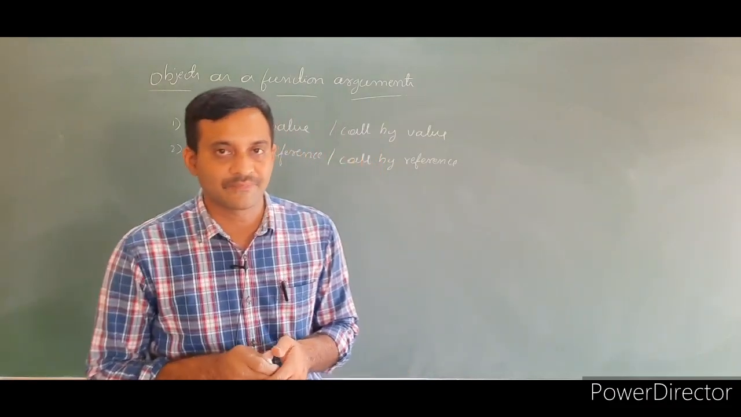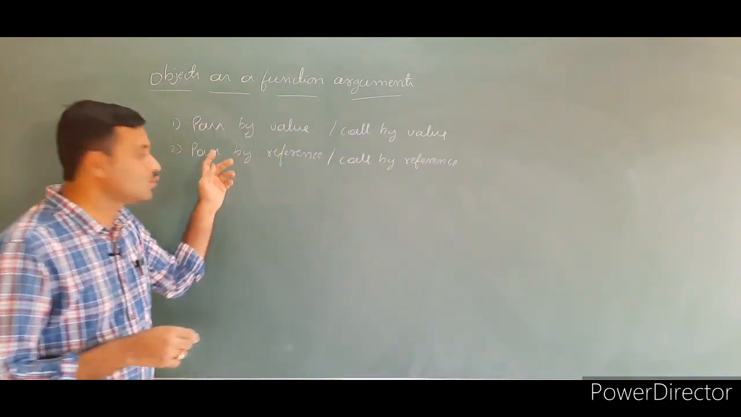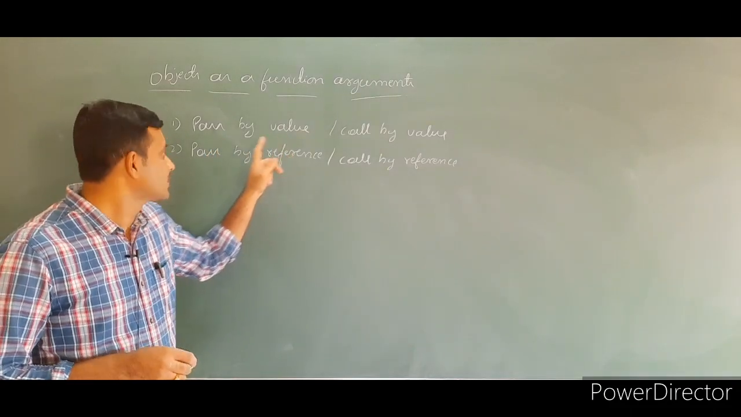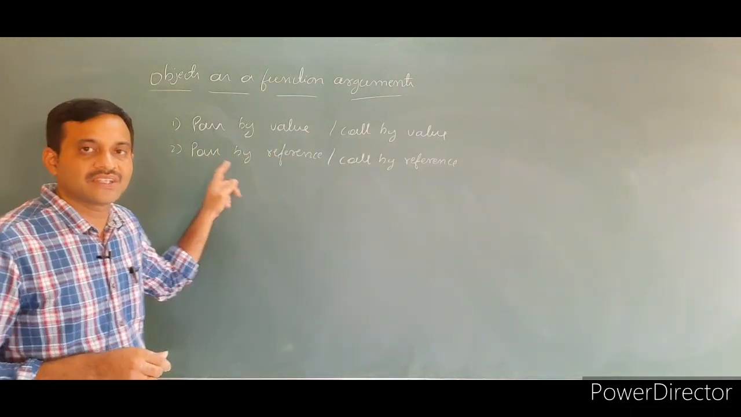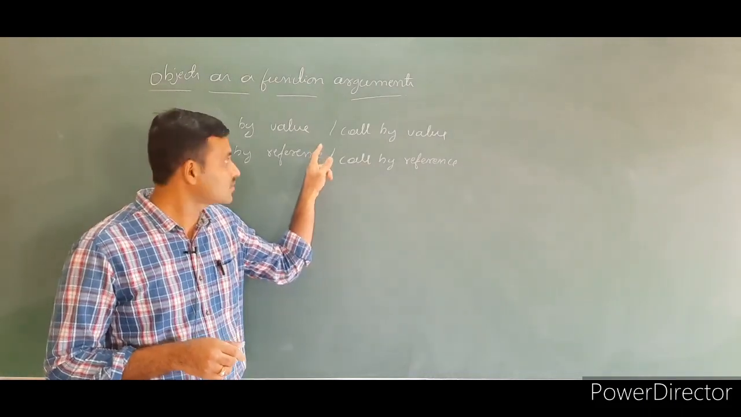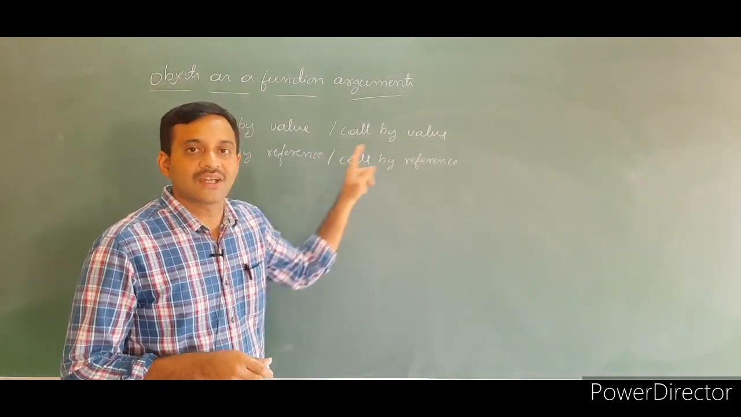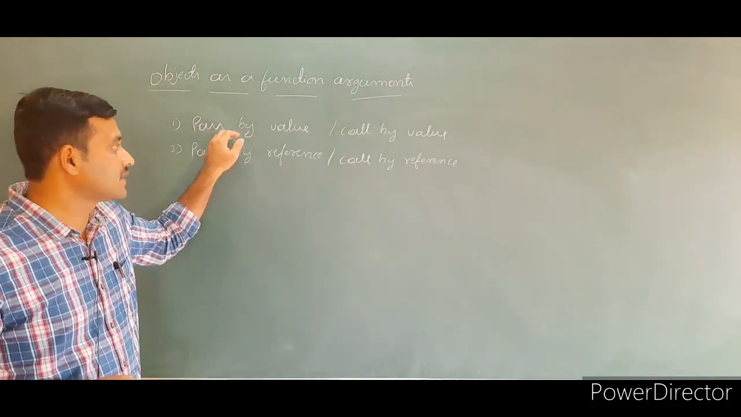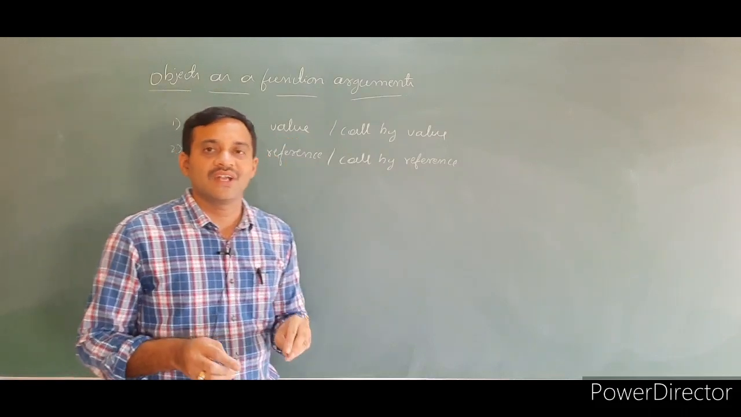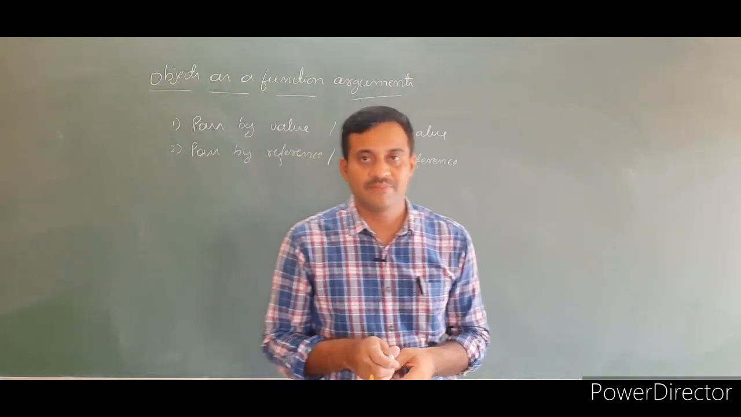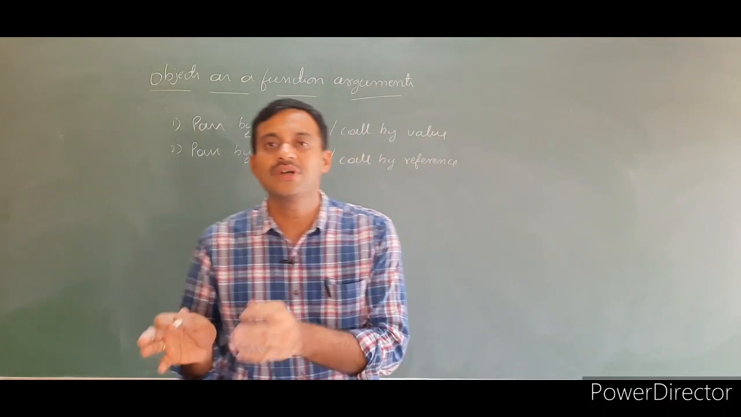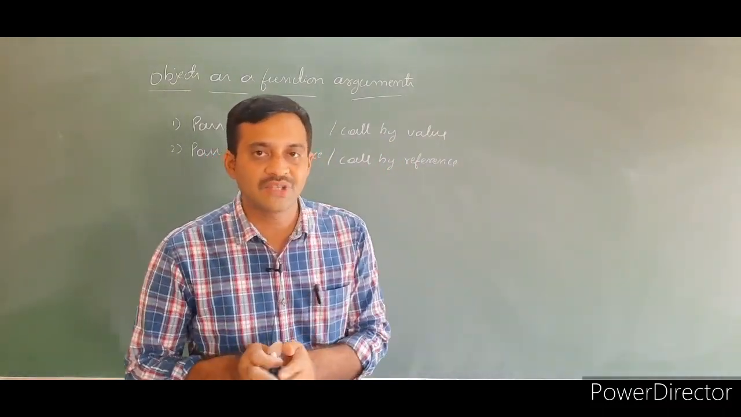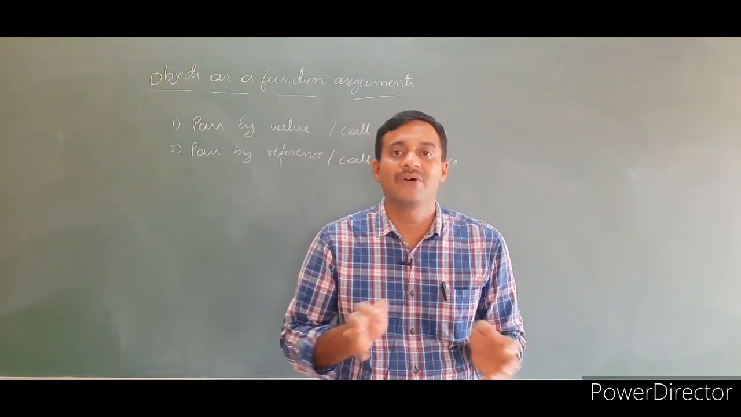To call the function, we use 2 methods. The first one is we call the function by passing the value. The second one is we call the function by passing the reference. The first one is also called call by value, the second one is also called call by reference. In the first method, that is the pass by value method, we send a copy of the object to the function. Hence, if we make any corrections on the object, the original object is not affected.